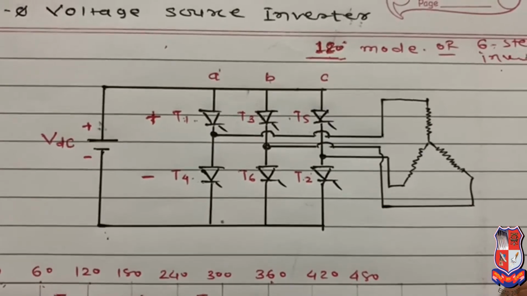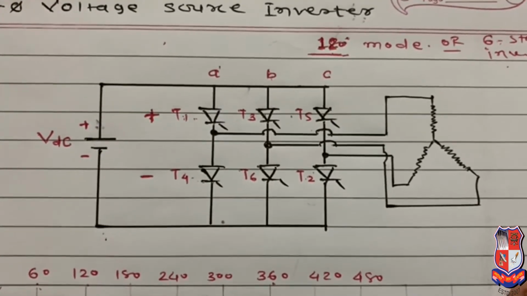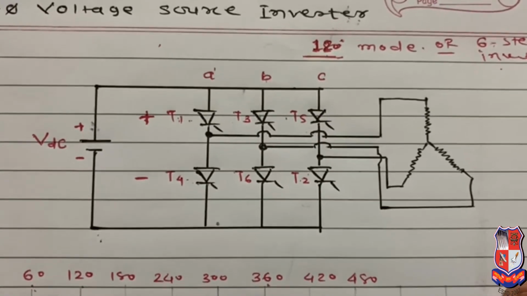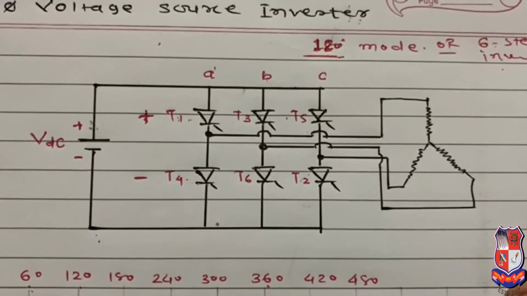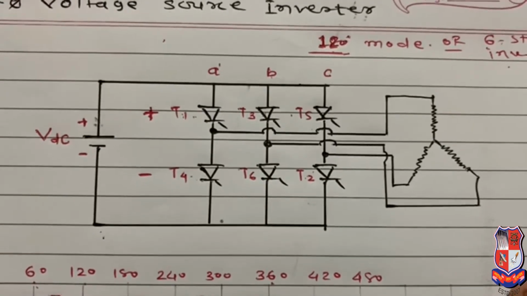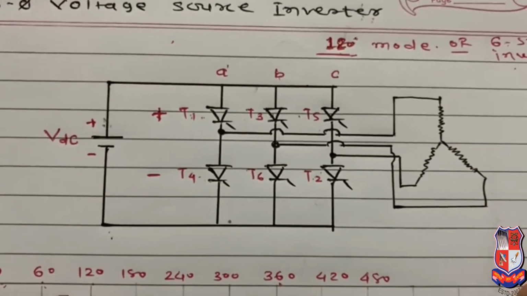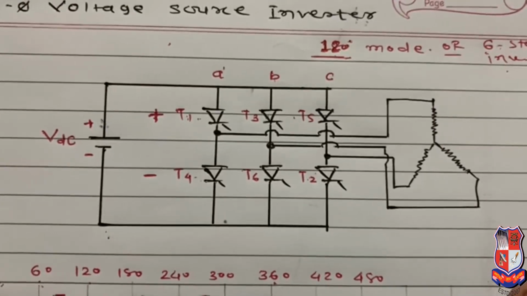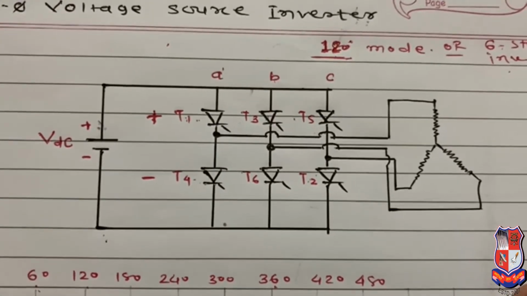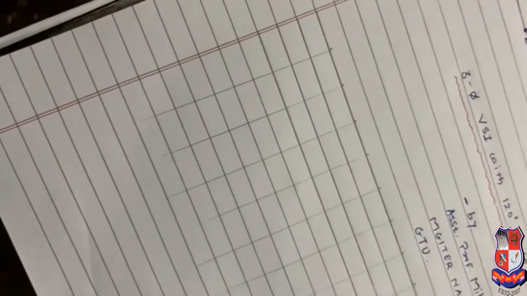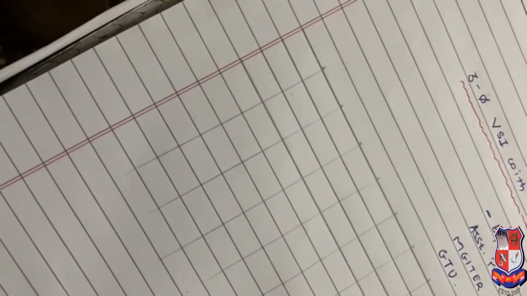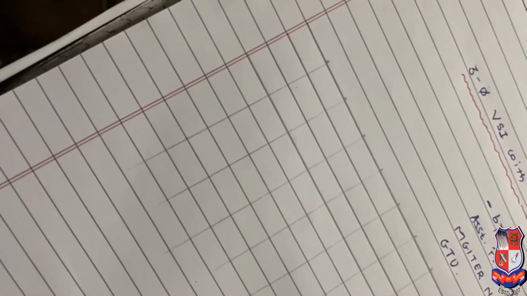So the main basic difference between 180 and 120 mode operation is that each and every switch will conduct only for 120 degree. Only for 120 degree. After 120, the particular switch will remain in off condition. Now, how to make the switching sequences of the thyristors.